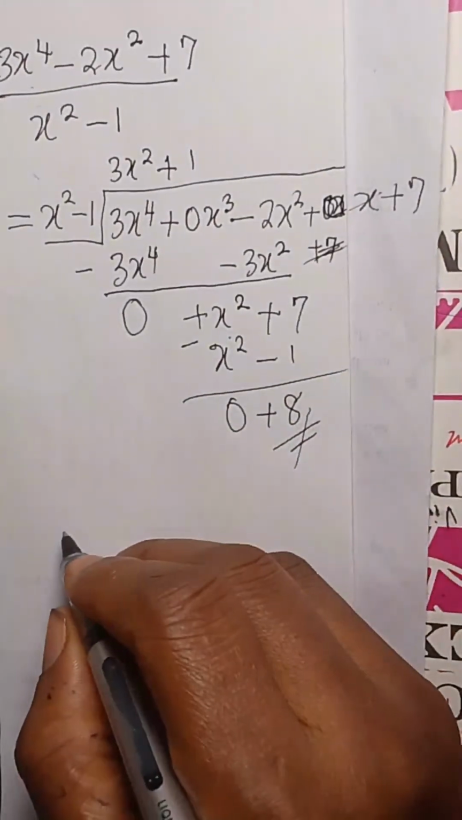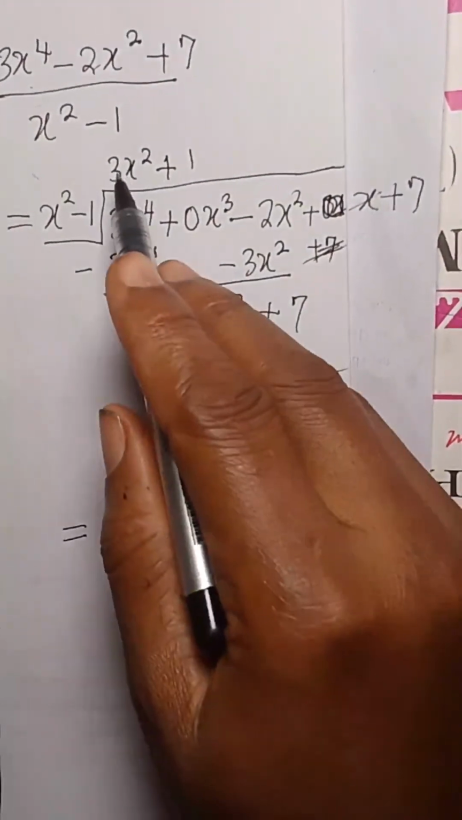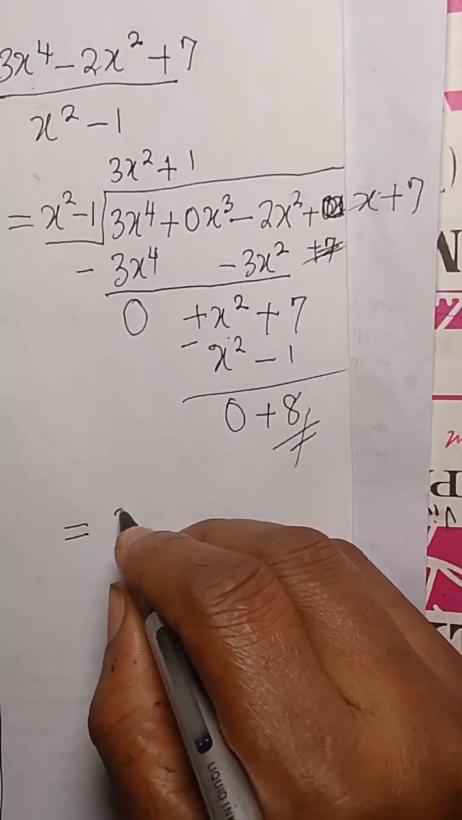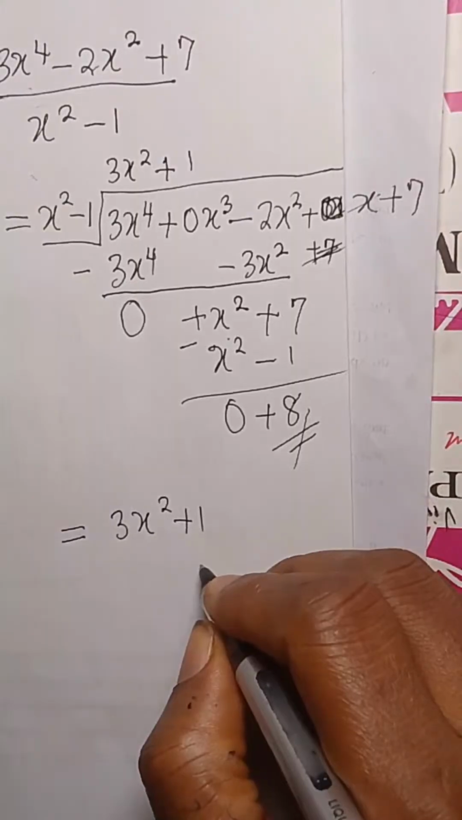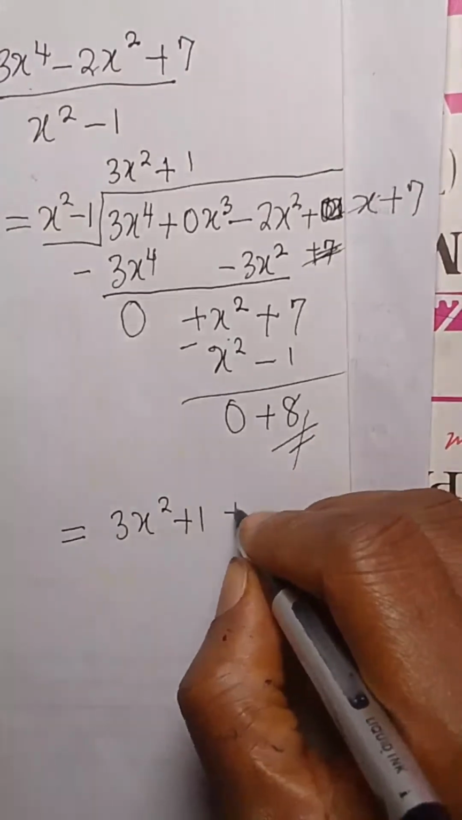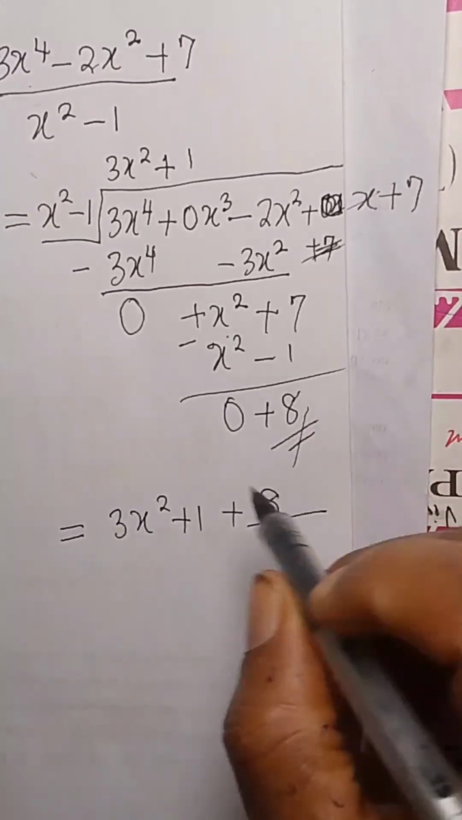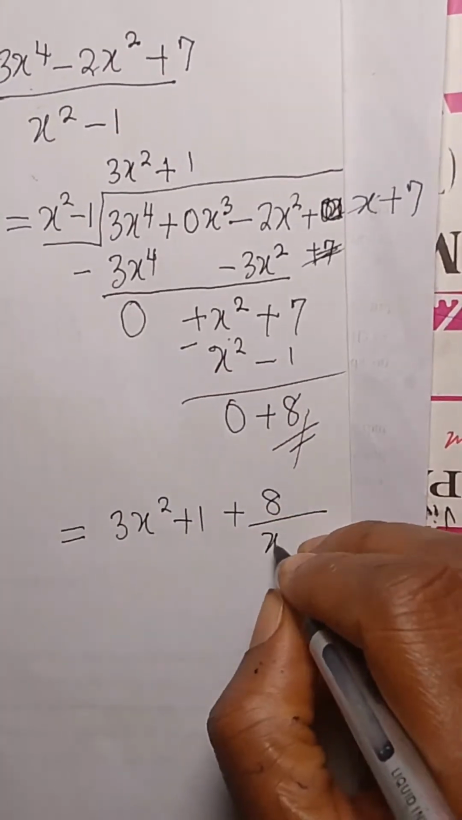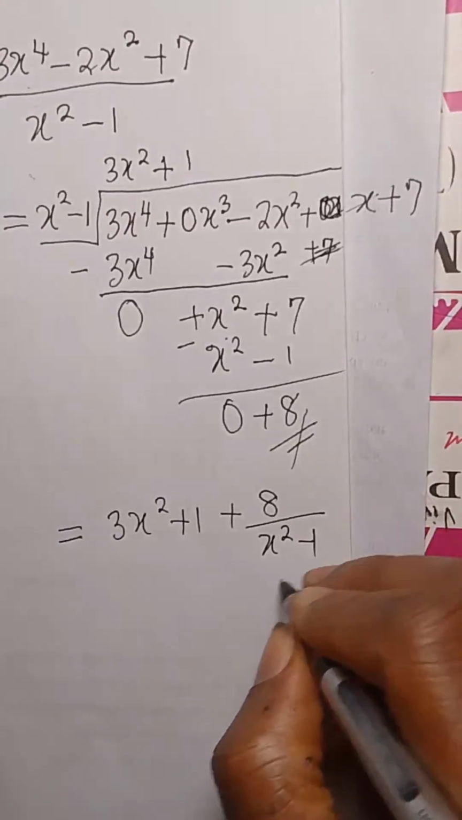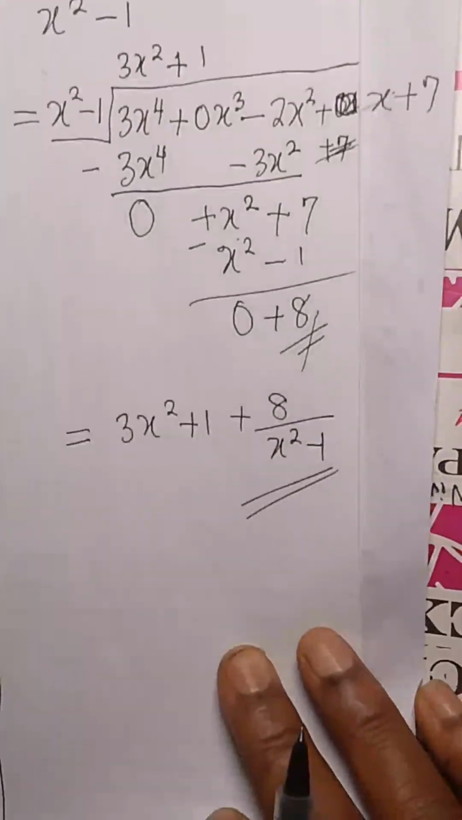Okay, so the answer will be, we're going to write everything here, 3x squared plus 1, okay, plus 8 all over the terms we are using to divide, okay, x squared minus 1. So this is the answer to the polynomial.